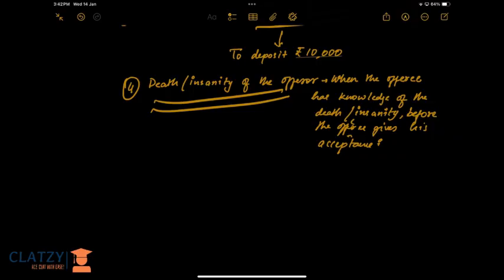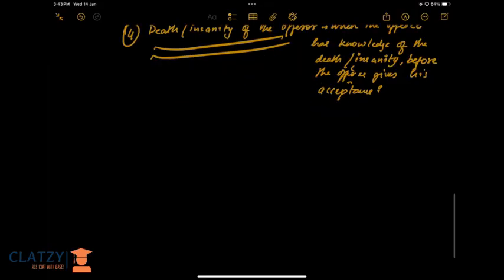Or let's say I died, but you did not have knowledge of the fact that I died or I became insane, and after that you gave your acceptance, then also the offer does not lapse. So we'll have to look at 2-3 elements here.